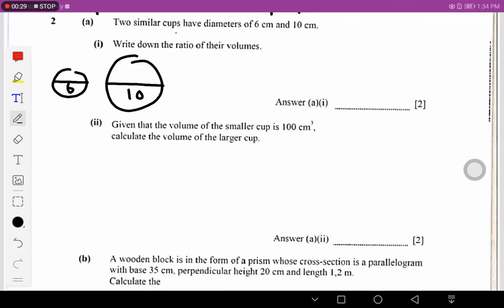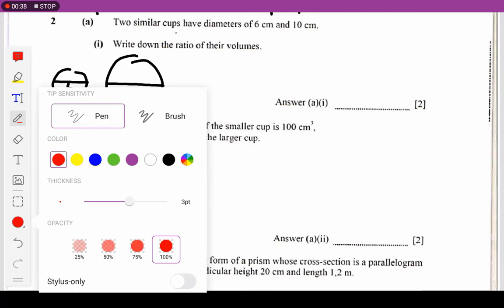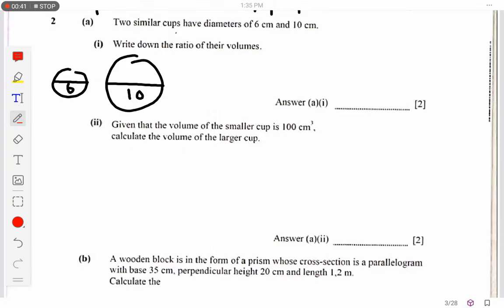So to get the volume of these 2 cups, we can say using the radius. Remember, we calculate our area using radius. So we can say half of 6 is going to be 3, half of 10 there is going to be 5. So in terms of their ratios, it's going to be 3:5. So the volume is cubed. So we can say 3 cubed to 5 cubed, like that.